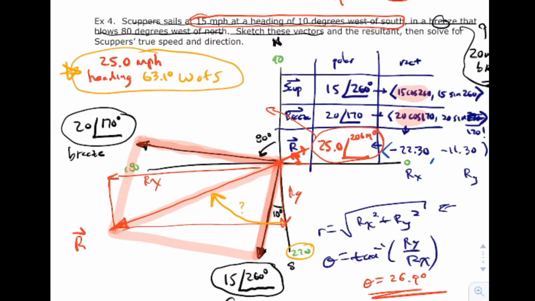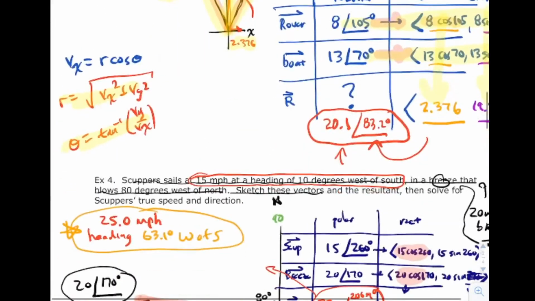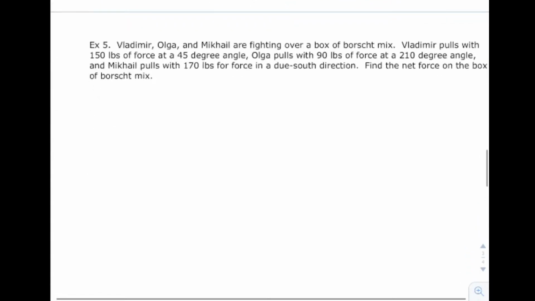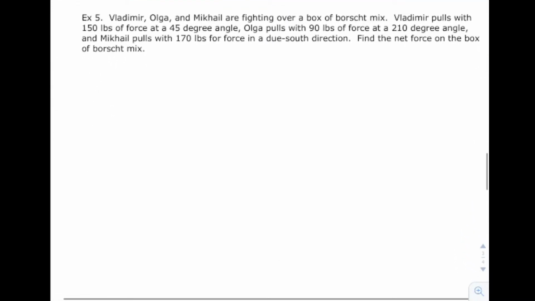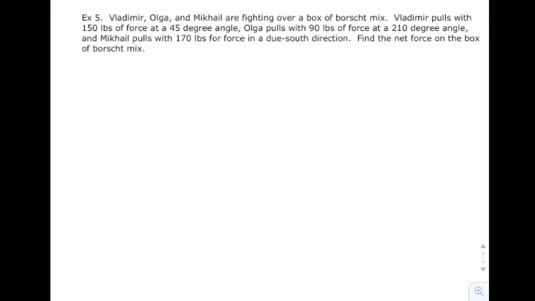Cool. Well, I hope you like this adding vectors stuff. It's fun. So now you can add forces, you can add velocities. This last example is forces. People are having a tug-of-war. You can actually figure out which way you guys are going to move here. I put this example in to illustrate a couple things. First of all, we got 3 people: Vladimir, Olga, Mikhail. We're going to add 3 vectors together.